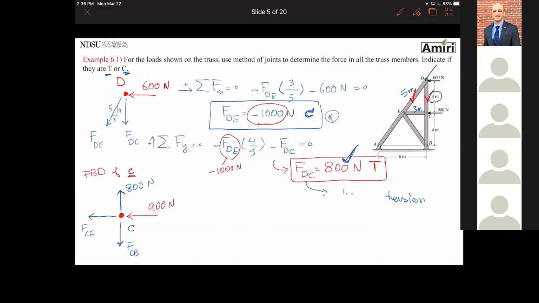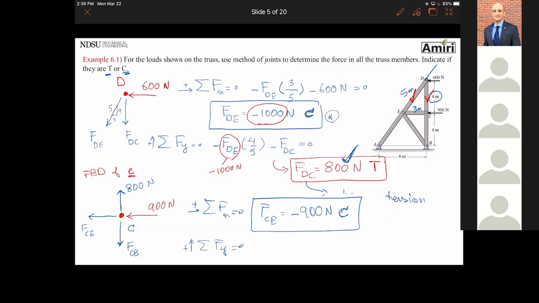You are going to have summation of forces in x equals 0. FCE is going to be minus 900 newtons, and that makes it a compression. Okay. Summation of forces in y direction is 0, and FCB is going to be 800 newtons, and that makes it a tension.